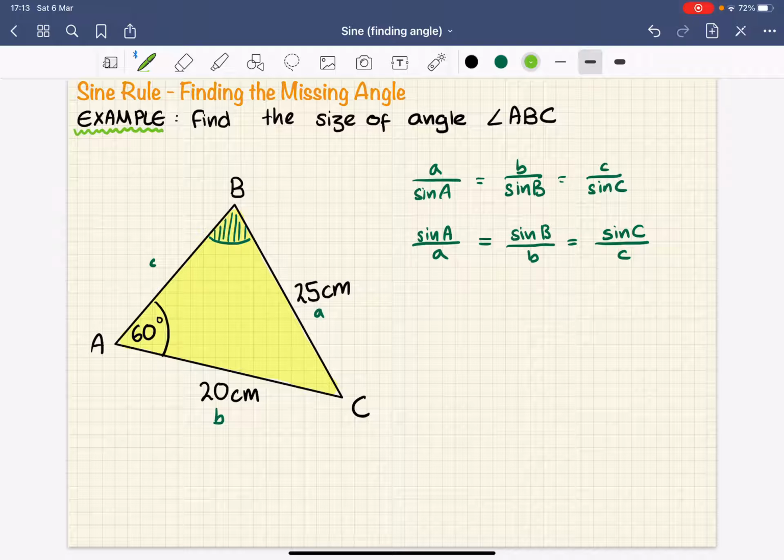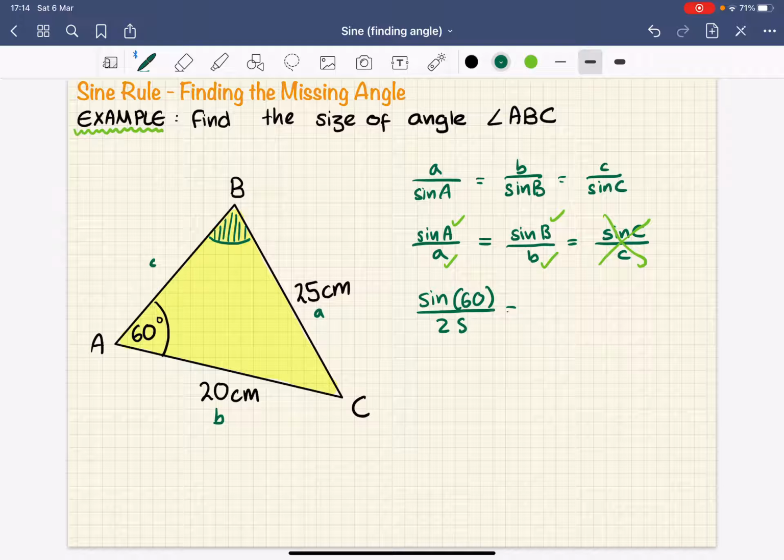So my capital A is 60, lowercase a is 25. Capital B I want to find out, lowercase b is 20. I don't know my angle C, I don't know the side c, so I'm not going to use that fraction, so I score it off. So I then do my substitution as normal, and then I begin doing my rearranging.